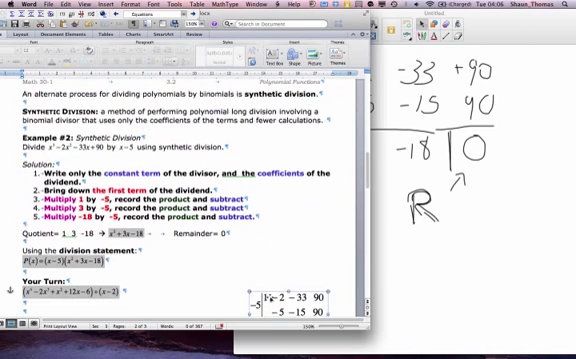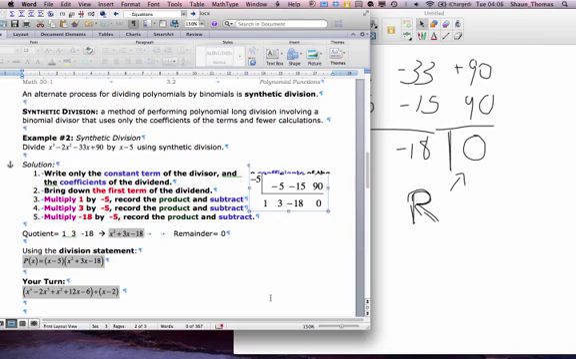So let's compare that again to what I had down here, and you'll see that they are the same. So step 1 was write only the constant term of the divisor and the coefficients of the dividend. So the negative 5, the 1, the negative 2, negative 33, and 90. I brought the first term down, then I multiplied 1 by negative 5 and subtracted. Multiplied 3 by negative 5, recorded the product and subtracted. Multiplied the negative 18 by negative 5, recorded the product and subtracted.